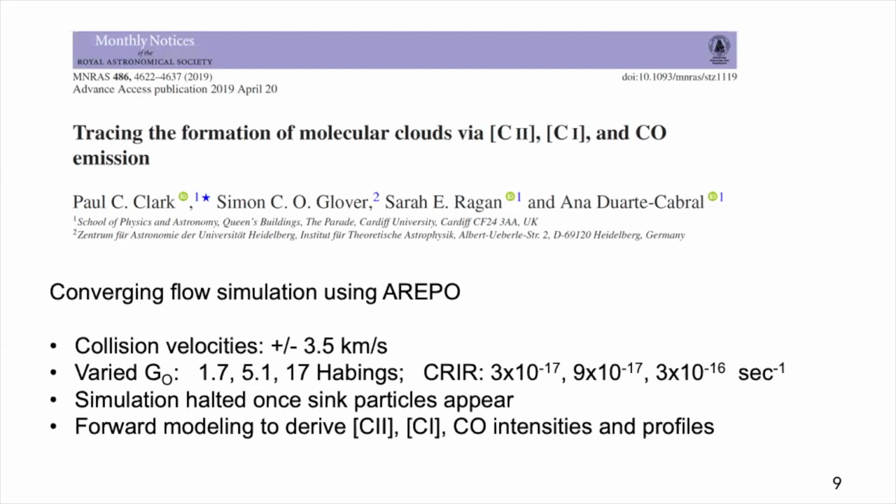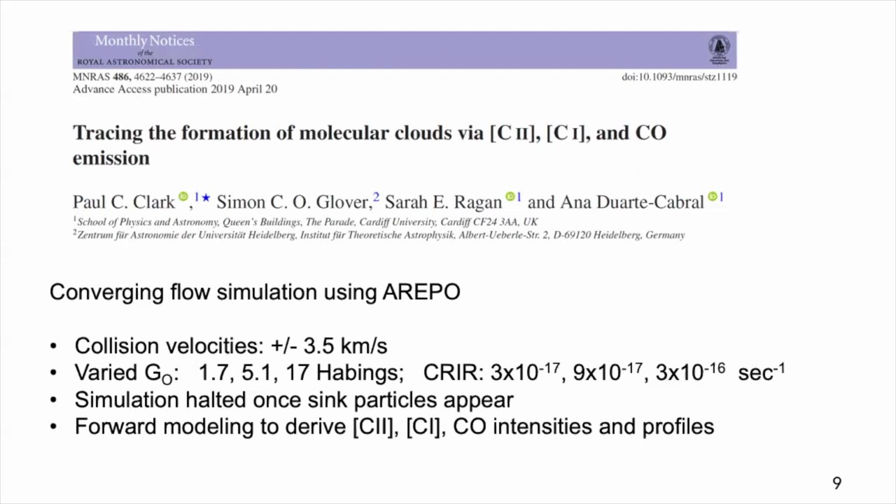All right, in this simulation, they're just doing a slow flow. They vary the interstellar radiation field and the cosmic ray ionization rate, just to see the impact of that. Again, the simulation is halted once the sink particles appear. And then they do the forward modeling to generate line profiles and intensities of the C2 line, the atomic carbon fine structure lines, and CO.